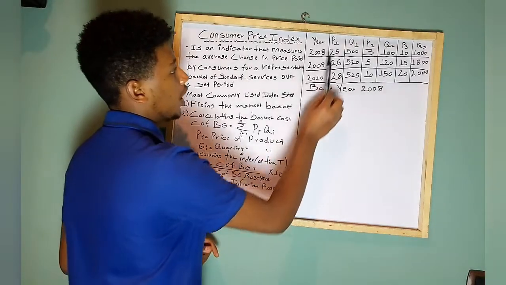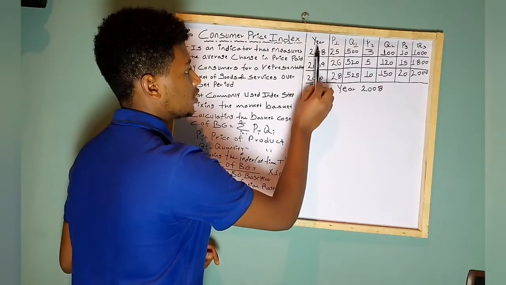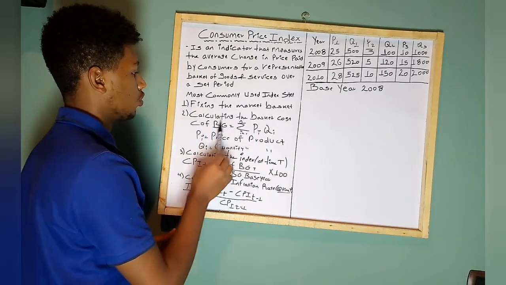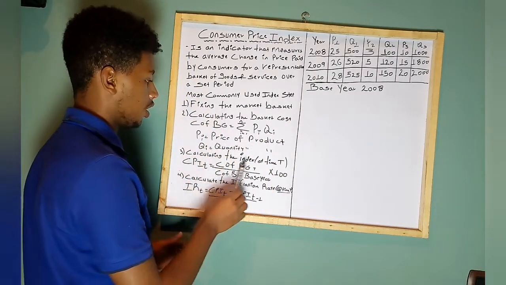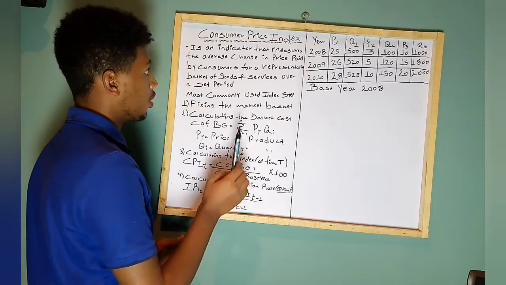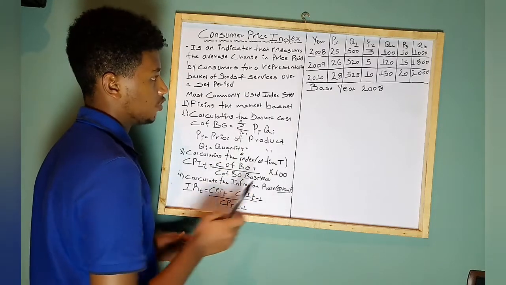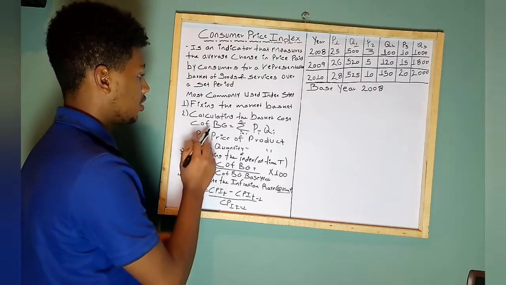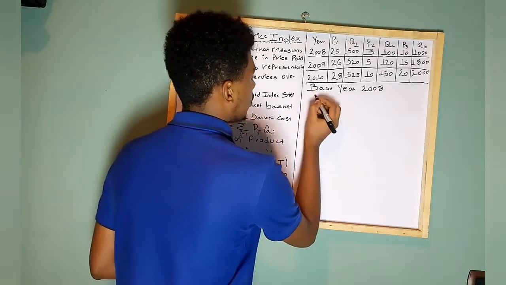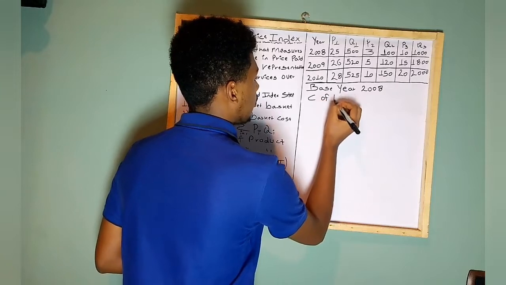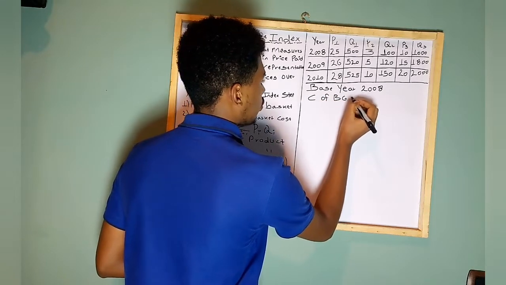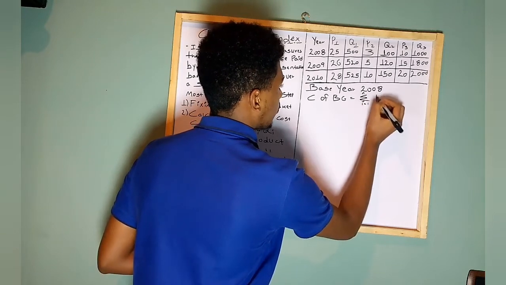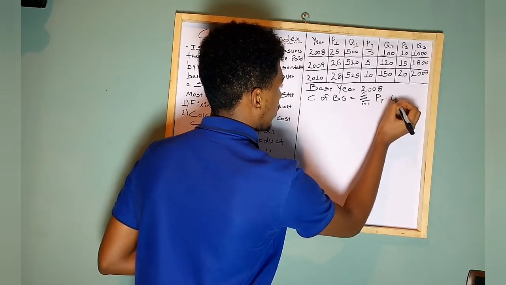I've got price and quantity for each year, that means 2008, 2009, and 2010. We are going to calculate the cost of basket goods, the index or consumer price index, and the inflation rates. The first thing that we have to calculate is the cost of basket goods. As we know, the formula is a summation of price multiplied by quantity.